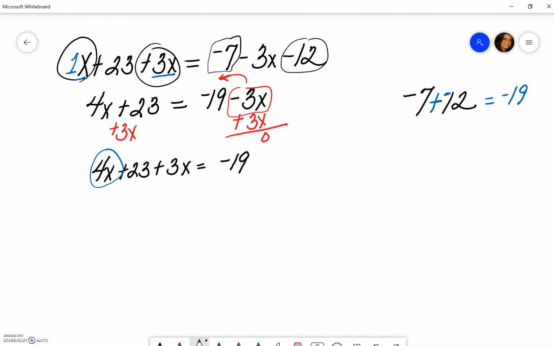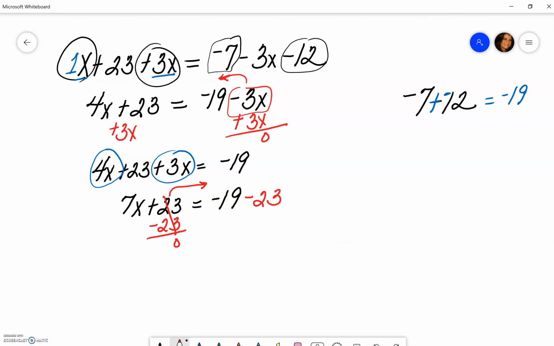Now I can see I can go ahead and combine like terms, start minimizing this down, and that will give me the result of 7x, and a plus 23, we didn't do anything with that yet, and we have negative 19 on the opposite side. Now I'm going to go ahead and move this one over. So I'm just going to go ahead and give it the opposite to zero out. That zeroes out, and what you do to one side, you must do to the other.